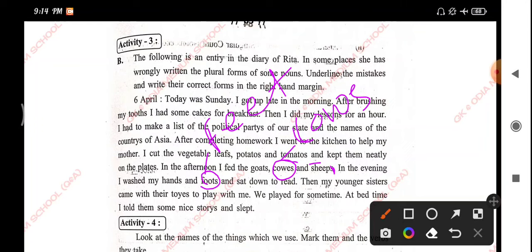Sat down to read. My younger sisters came with their toys. Toys, T O Y S, toys, with me. But sometimes. I told them some nice stories and S T O R I E S, stories.